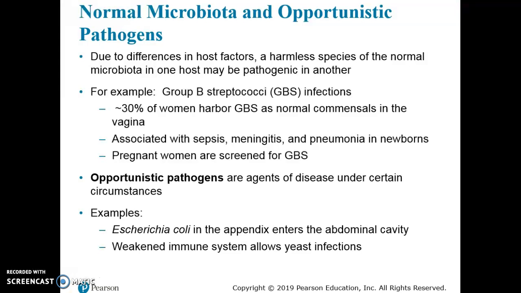However, introducing that group B strep into newborns, infants being born vaginally, they get inoculated with any bacteria that are in the mom's vagina, and under normal circumstances, that's fine. That's how the infant begins to develop their own normal flora, through that birthing process. Unfortunately, group B strep, fine in the mom, can be deadly in the newborn.